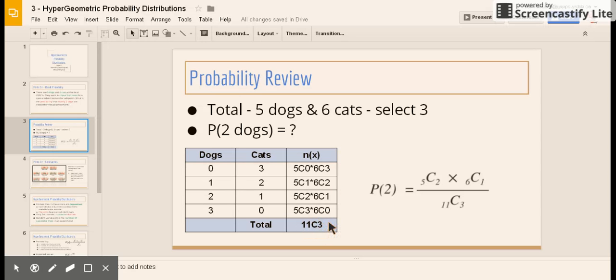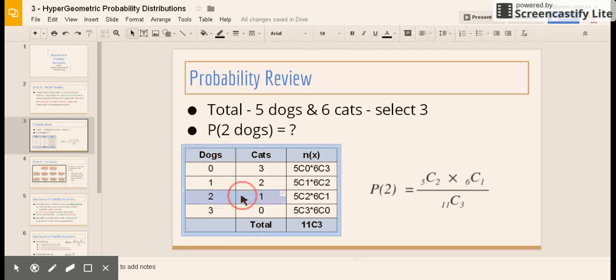So in order to find the probability of exactly 2 dogs, I'm going to be looking at this row here. What I want to do is take this number of ways of choosing 2 dogs and 1 cat and divide that by my total. So I have 5 choose 2 times 6 choose 1 divided by 11 choose 3. This is going to give me the probability of exactly 2 dogs. You're going to need to remember this, because this is what our formula is going to be based on today.